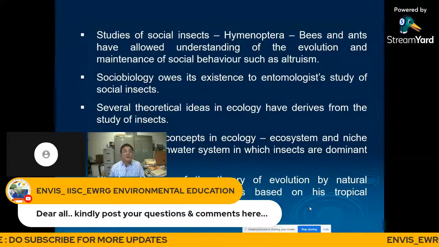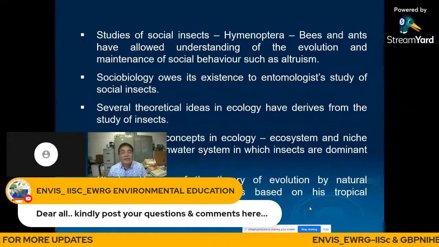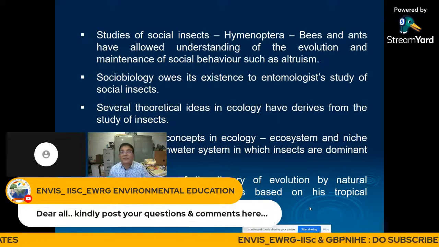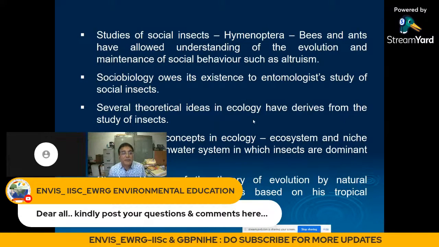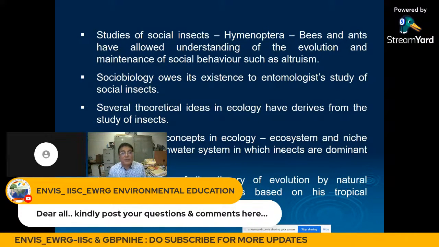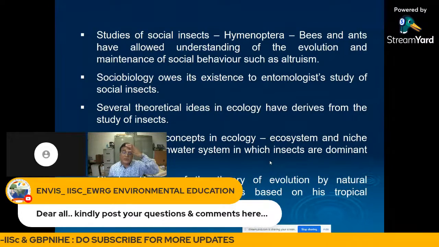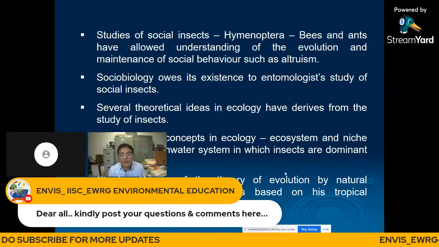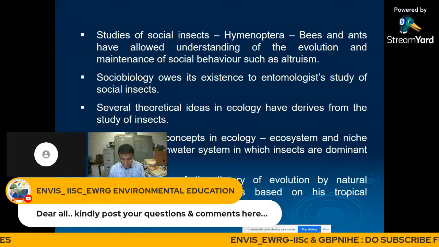The study of social insects, Hymenoptera, bees and ants, has allowed understanding of the evolution and maintenance of social behaviors, several theoretical ideas of ecology, the holistic approach of ecology, ecosystems and niches, and even Charles Darwin, in his theory of evolution by natural selection, deduced his thesis based on tropical entomological observations.